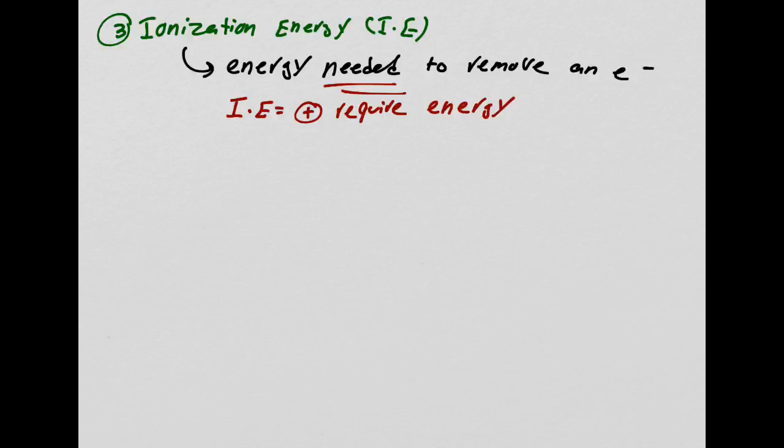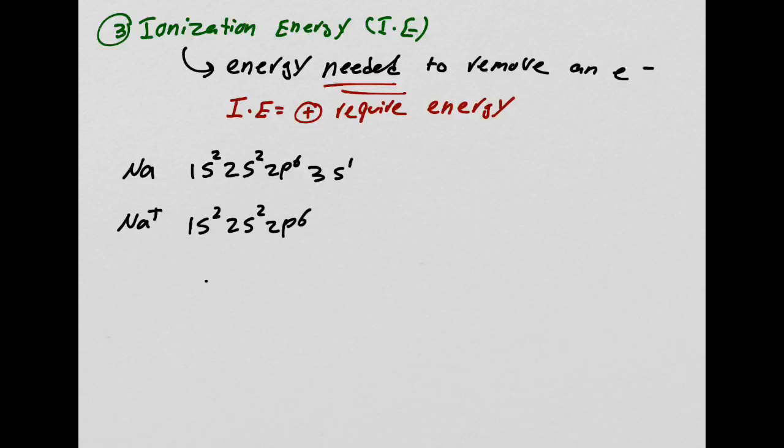Now, let me give you a couple interesting examples. Let's go to sodium. Sodium electron configuration is 1s2, 2s2, 2p6, 3s1. Now, let's say sodium plus 1. Sodium plus 1 would be 1s2, 2s2, 2p6. Do you agree? Sodium plus 1 means you're going to lose one electron, so you're going to lose this electron over here. Now, even though you look nicer and you look like a noble gas, when you lose one electron, you still need energy.